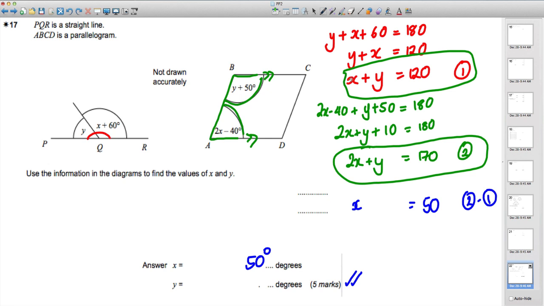To get the y, stick it back in one of the equations, stick it back here. 50 plus y is 120, y therefore must be 70 degrees. And they look really hard, this question here, but actually for the 5 marks, if you just know your angle facts and are good at simultaneous equations, it's probably the easiest marks on the paper.